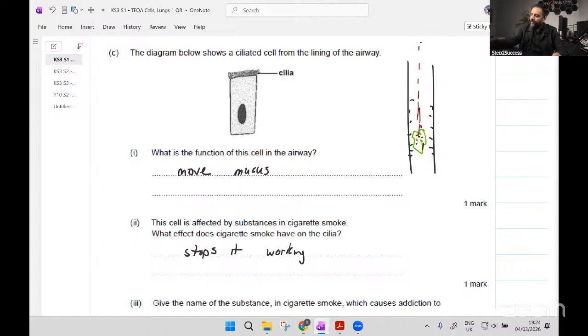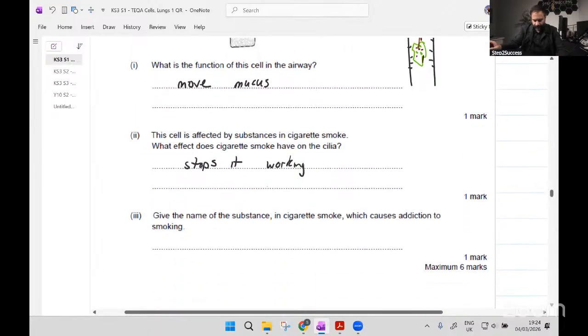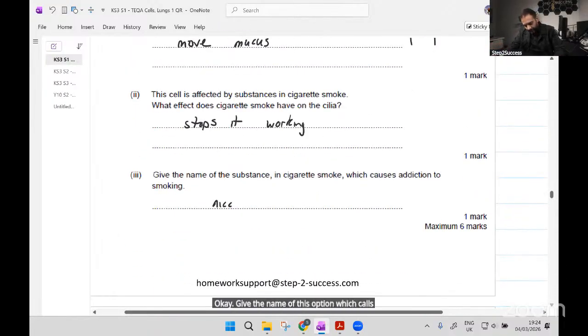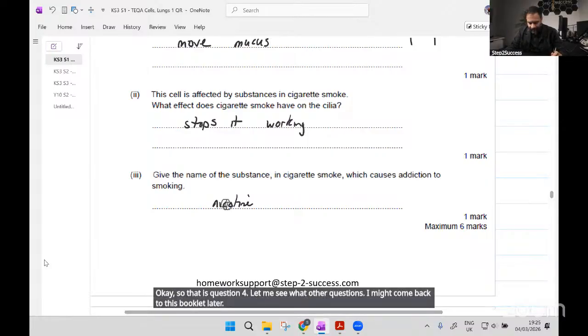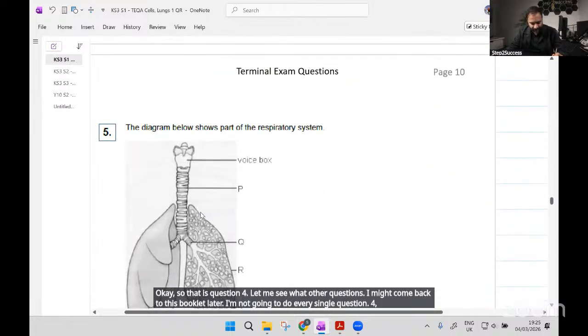Okay. Give the name of the substance which causes addiction. It's called nicotine. Okay, so that is question four. Let me see what other questions. I might come back to this booklet later, because I'm not going to do every single question. Four, six, and nine. I'm just getting done.